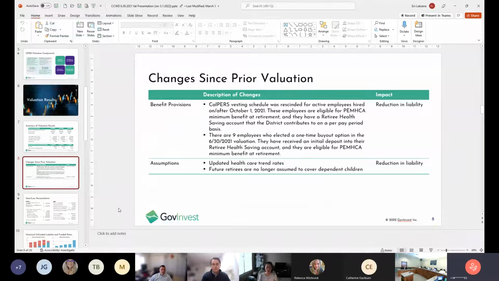Moving on to the next slide, what has changed since the prior valuation? So you did make one change on the, yes.